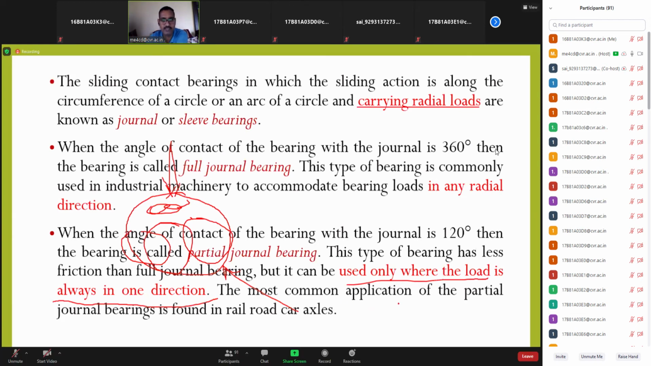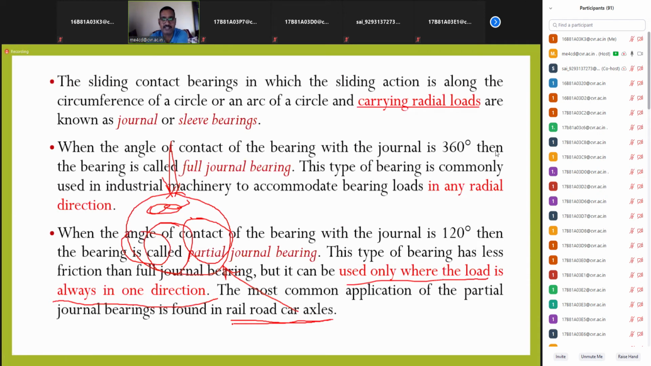And the most common application of the partial journal bearing is found in railroad car axles, in trains, let us suppose. If you see the journal bearing in trains, it will be rotating with only 120-degree contact, not the full journal.